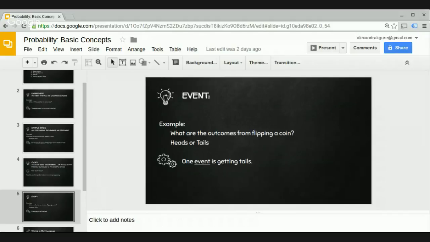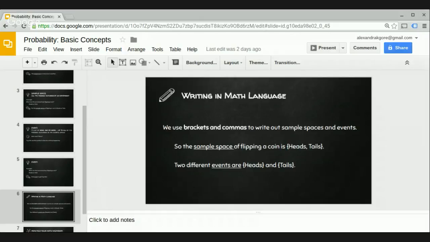Okay, now let's talk a little bit about writing in math language. A lot of probability is translating something that makes sense in your head into something we can work with in math. It's not always so straightforward, but if you pay attention to a couple particular rules and you practice a little bit, you'll get the hang of it. So the first one's not too hard. We use brackets and commas to write out sample spaces and events. So, well, there we go. Exactly what we said before, right? Except now everything is surrounded by brackets. And in between two different events, we have a comma. Makes sense, right?